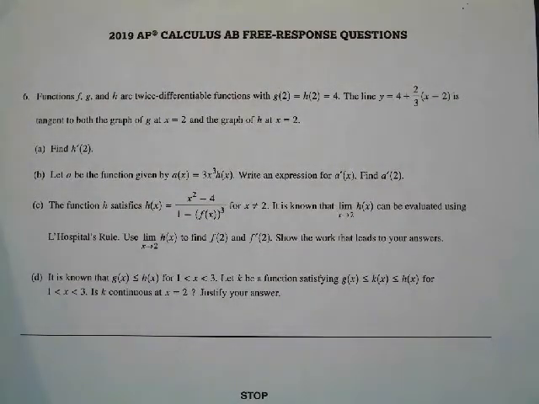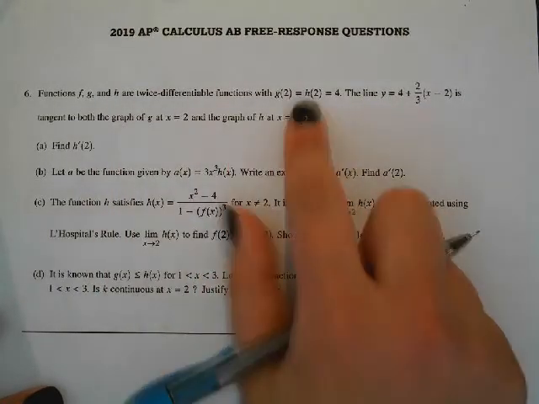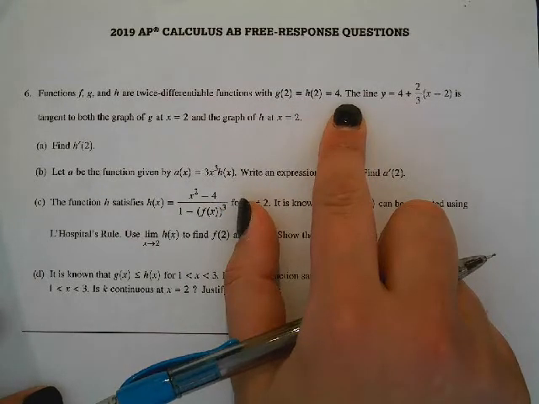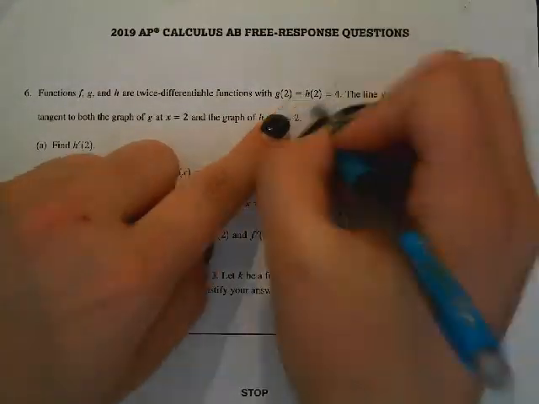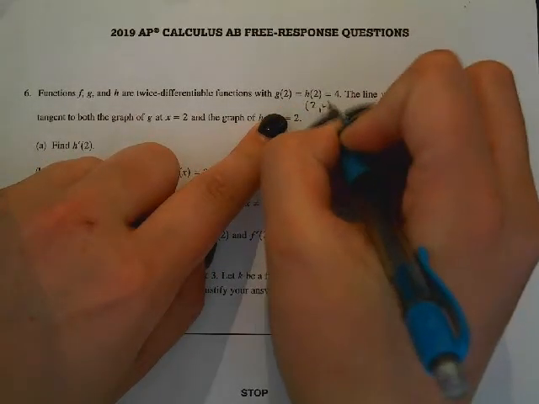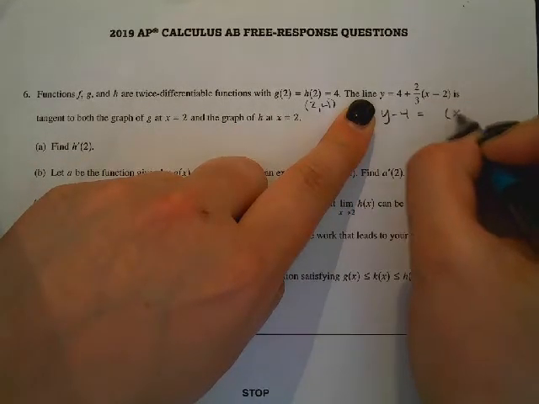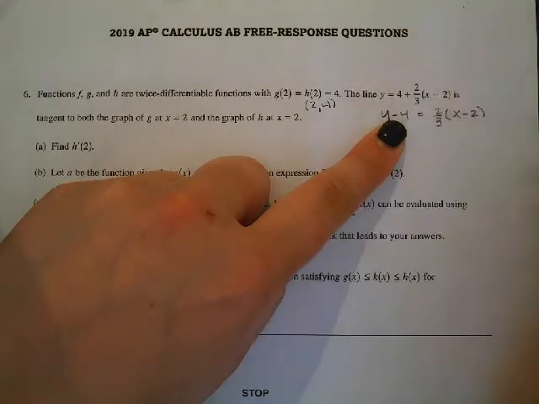All right, this is the 6th FRQ for the 2019 AB exam. They give you functions f, g, and h, and they say that they're twice differentiable. They tell you that g evaluated at 2 and h evaluated at 2 both equal 4. They give you the tangent line for both of those graphs, and you can see that here's the point (2, 4). So for each of these, we have an x-coordinate of 2 and a y-coordinate of 4, and so that's basically y minus 4 equals something times x minus 2. And the number in the front of that is 2/3.